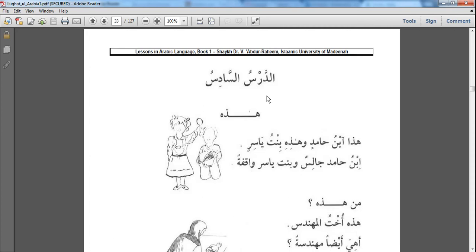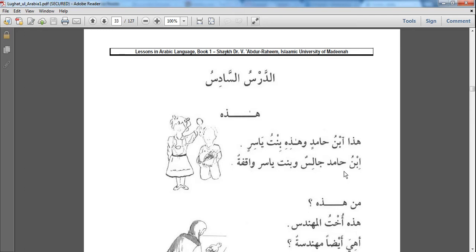الدرس السادس, the sixth lesson. هذه. هذا ابن حامد وهذه بنت ياسر. This is Hamid's son and this is Yasir's daughter. So few points of note here. هذا was the masculine, هذه feminine. Both here are مضاف and مضاف إليه. ابن حامد, son of Hamid, daughter of Yasir. So therefore, Hamid has a kasra, Yasir has a kasra.